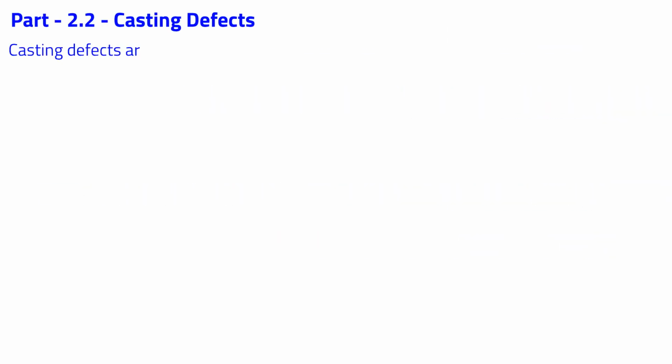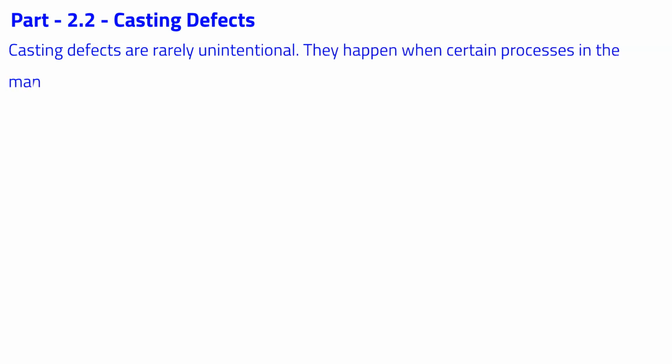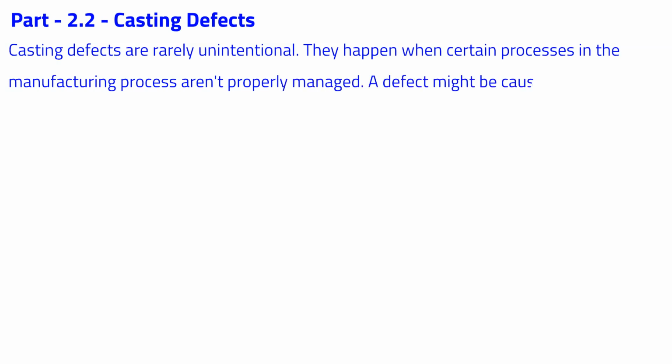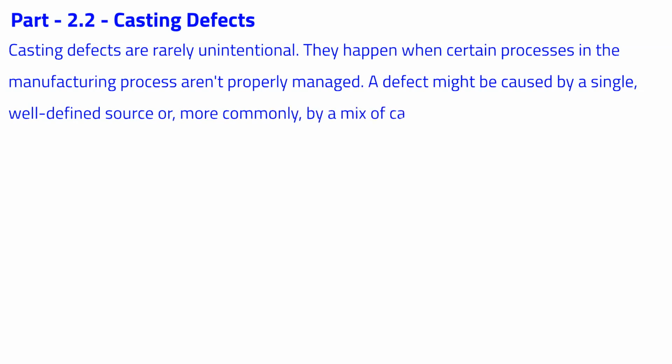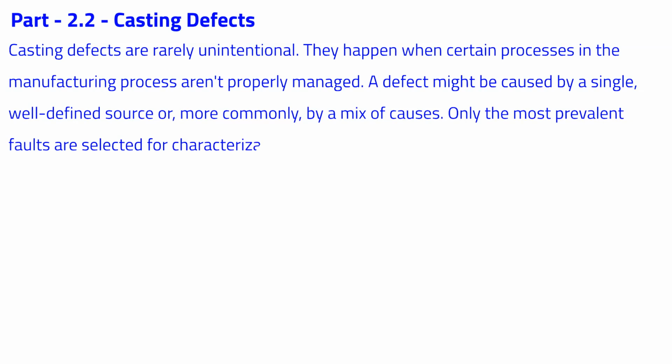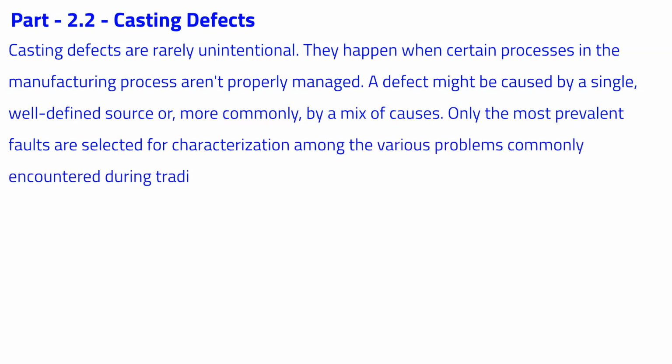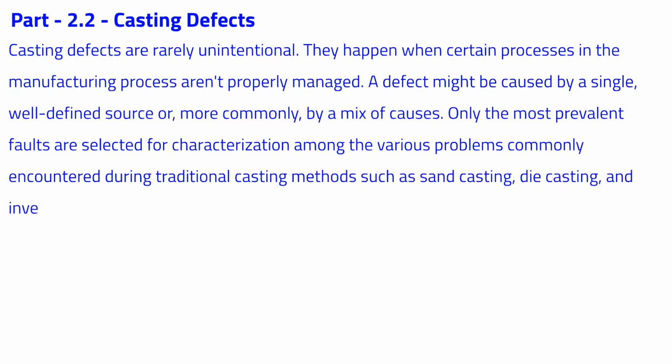Casting defects are rarely unintentional. They happen when certain processes in the manufacturing process aren't properly managed. A defect might be caused by a single, well-defined source or, more commonly, by a mix of causes. Only the most prevalent faults are selected for characterization among the various problems commonly encountered during traditional casting methods such as sand casting, die casting, and investment casting.